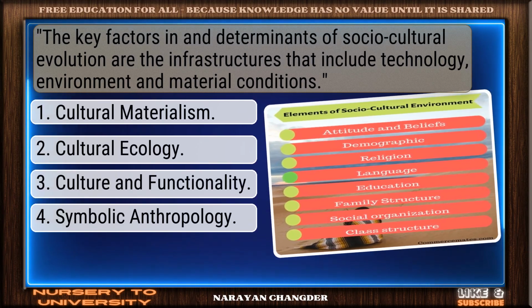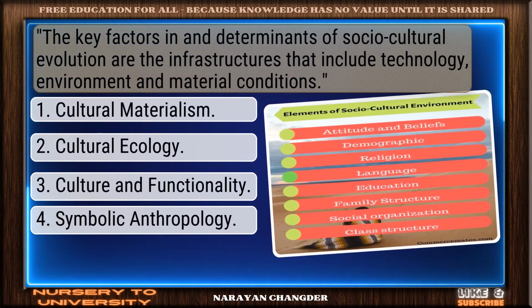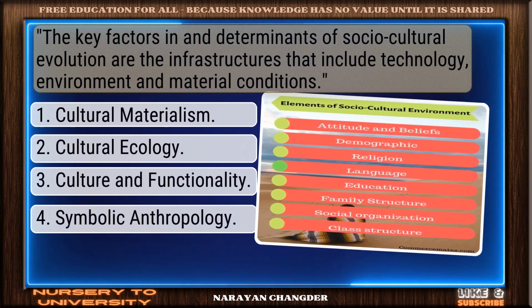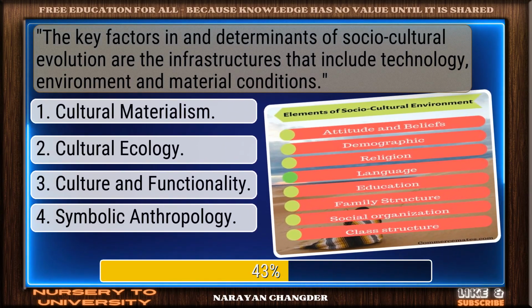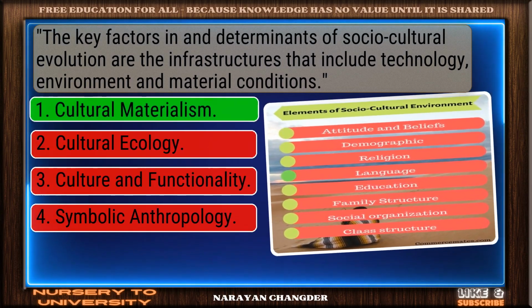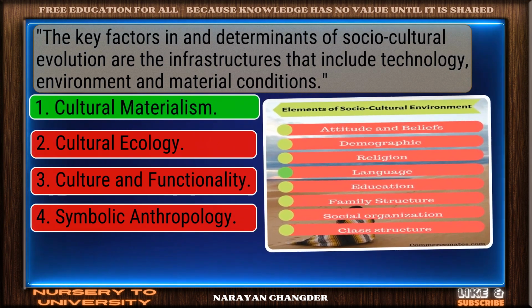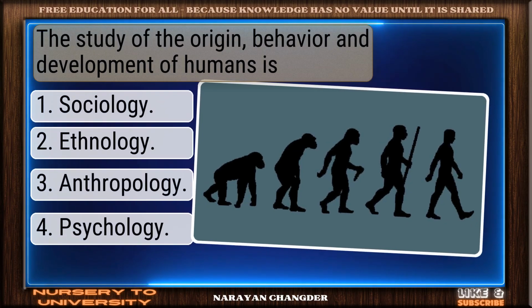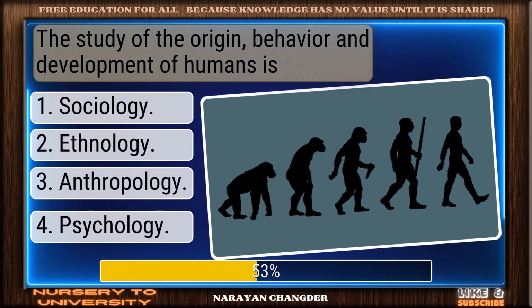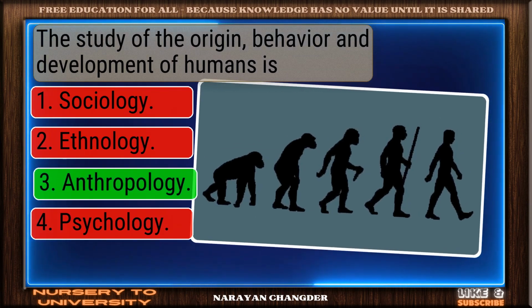The key factors in and determinants of socio-cultural evolution are the infrastructures that include technology, environment, and material conditions. On track. Cultural materialism is the correct answer. The study of the origin, behavior, and development of humans is right again. Anthropology is a valid answer.